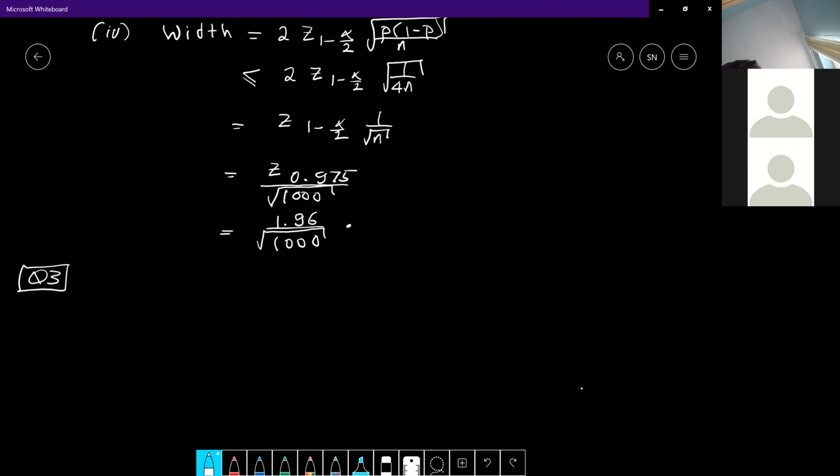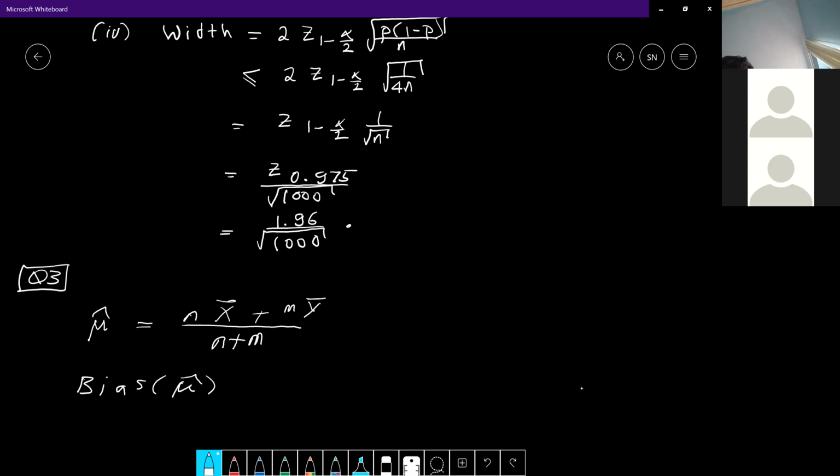So you have two estimators. The first one is mu hat equal to n times x bar plus m times y bar divided by n plus m. We are asked to show that this is an unbiased estimator for mu. So remember, what you need to show is that the bias of the estimator is 0. So that's what I'm going to do now.